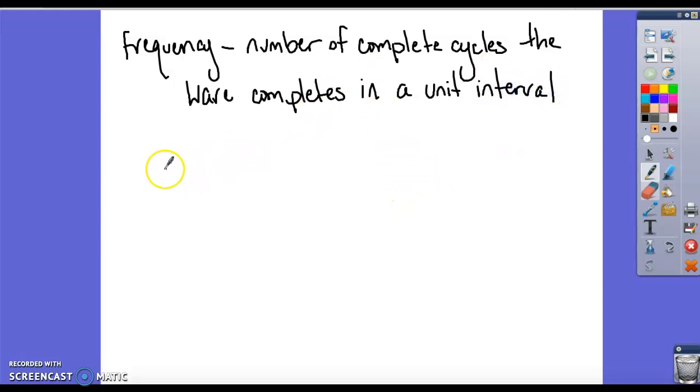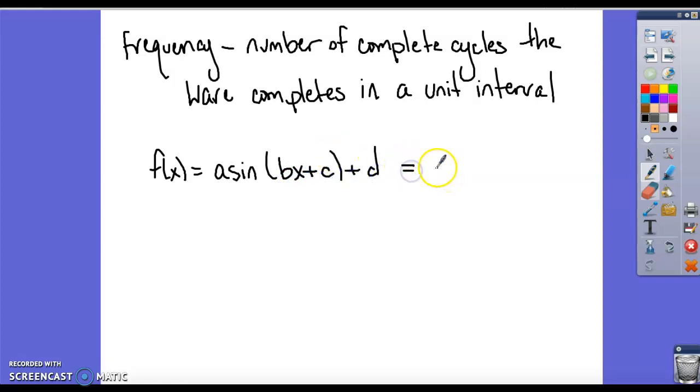Okay. And so if we have a sine function written in standard form, the frequency is just going to be the absolute value of b divided by 2 pi, which is the reciprocal of the period. So it's probably easier to remember it that way. The frequency is just the reciprocal of the period.